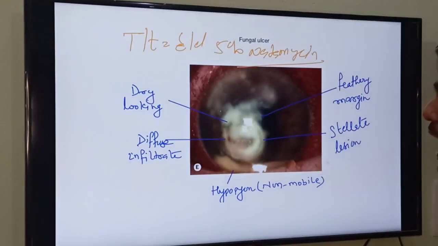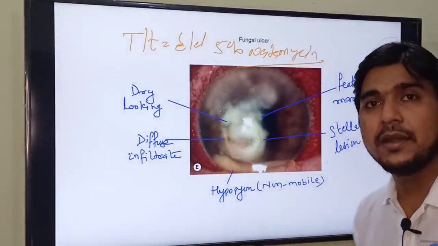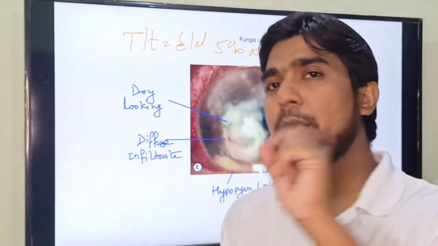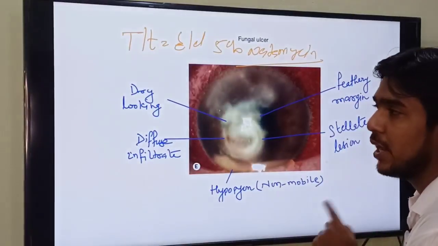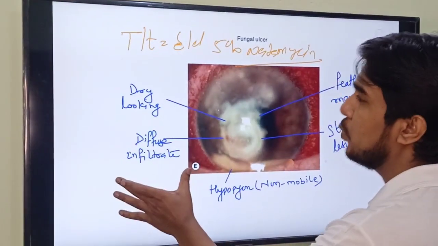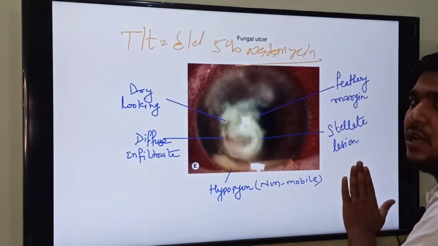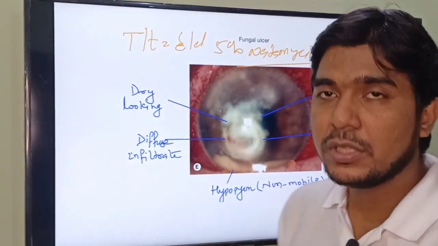And the hypopyon, which is very important, is a non-mobile hypopyon. In a bacterial ulcer the hypopyon may be mobile, but in the fungal ulcer it is non-mobile. Dry looking ulcer, diffuse infiltrate, feathery margin, stellate lesion, which was given in the exam question. So this is about the fungal ulcer.